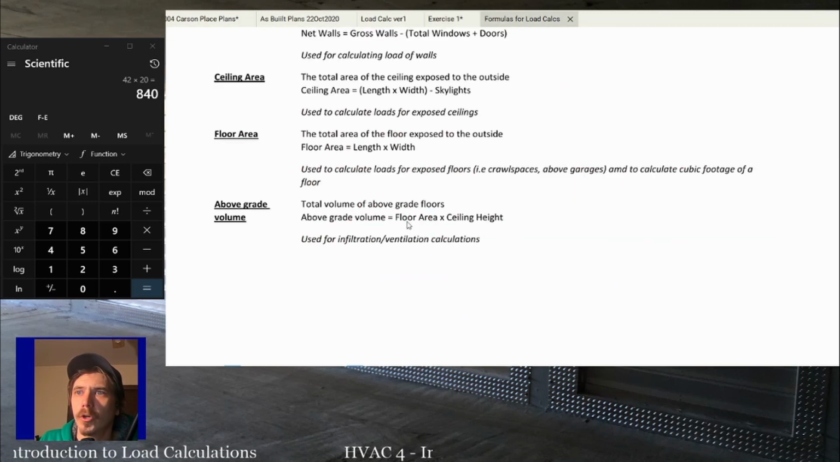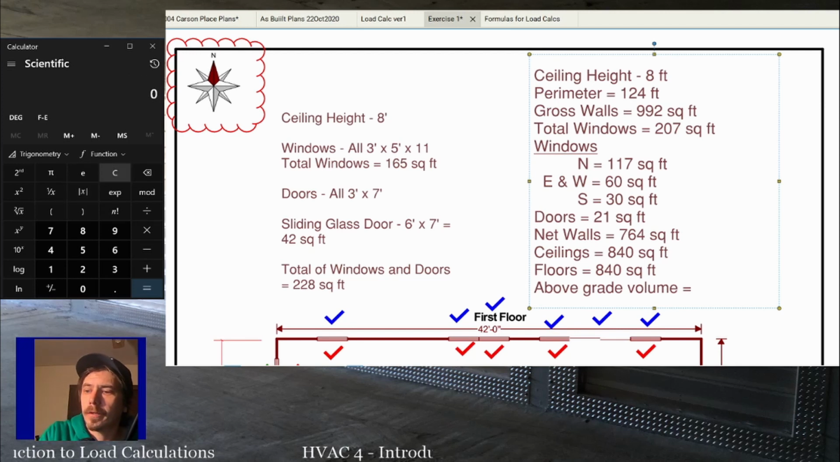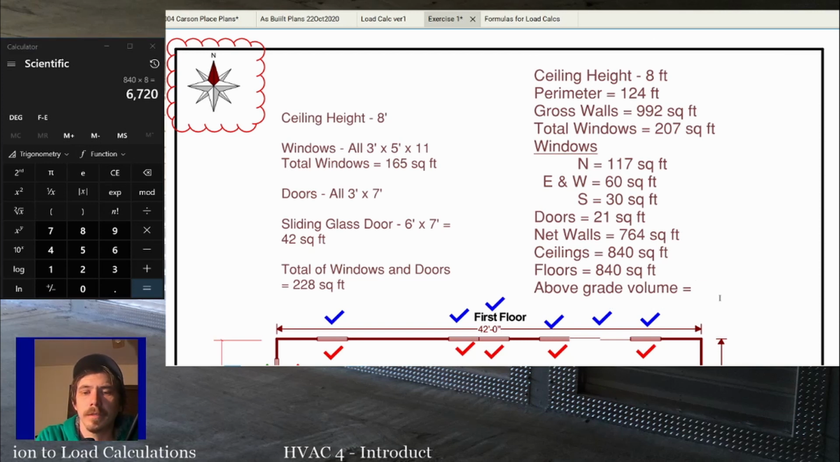So the above grade volume is the floor area times the ceiling height, and that gives us the actual cubic foot of air in the house, right? If there's no furniture in it, the whole cubic footage inside the house is going to be this floor area times our ceiling height, and that gives us the volume of air we have to work with. So we've already got the floor area done. We can just do 840 times 8. Height should give us 6,720 cubic foot.